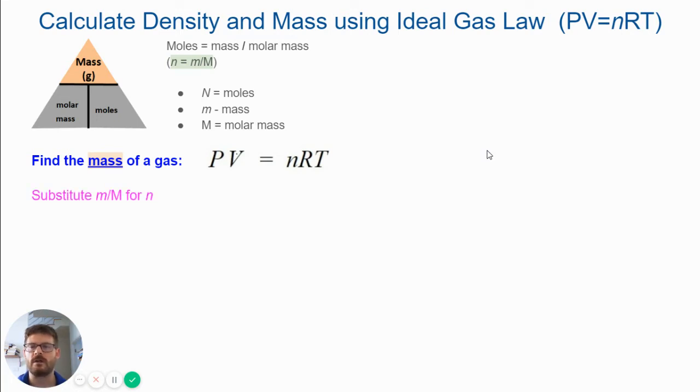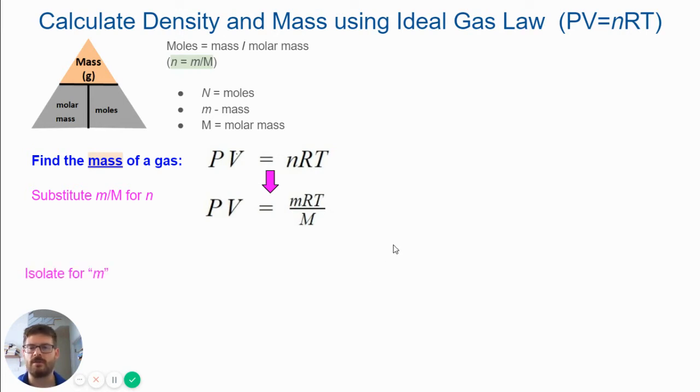So what we want to do then is substitute in this little m, mass divided by molar mass, for our moles. So that's going to look like this. The equation is just going to change a bit, where instead of n, we've got mass divided by molar mass. So it fits into the whole equation there.